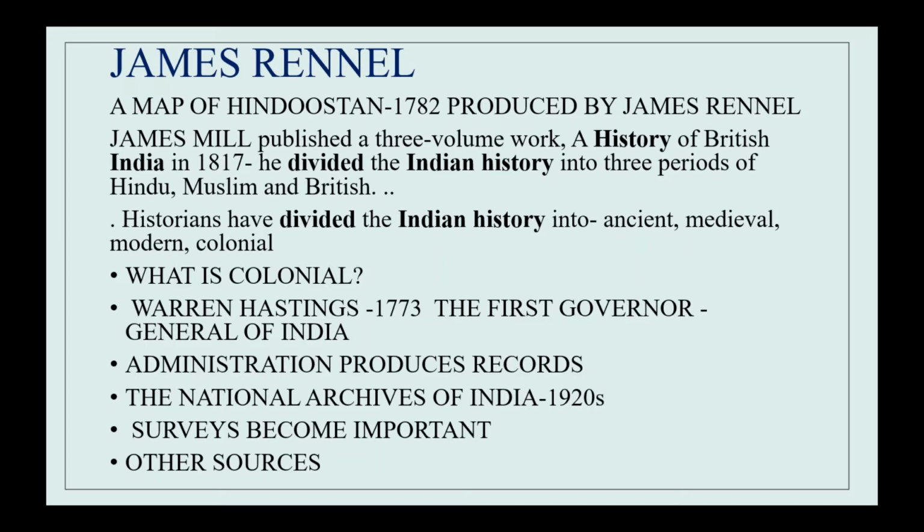Okay, fine. Who was the first Governor General of India? Warren Hastings. In which year did he become Governor General of India? 1773. Okay, fine. Now let us discuss how administration produces records. Okay, see here we can see how the official records of the British administration help historians to write about the last 250 years of Indian history.